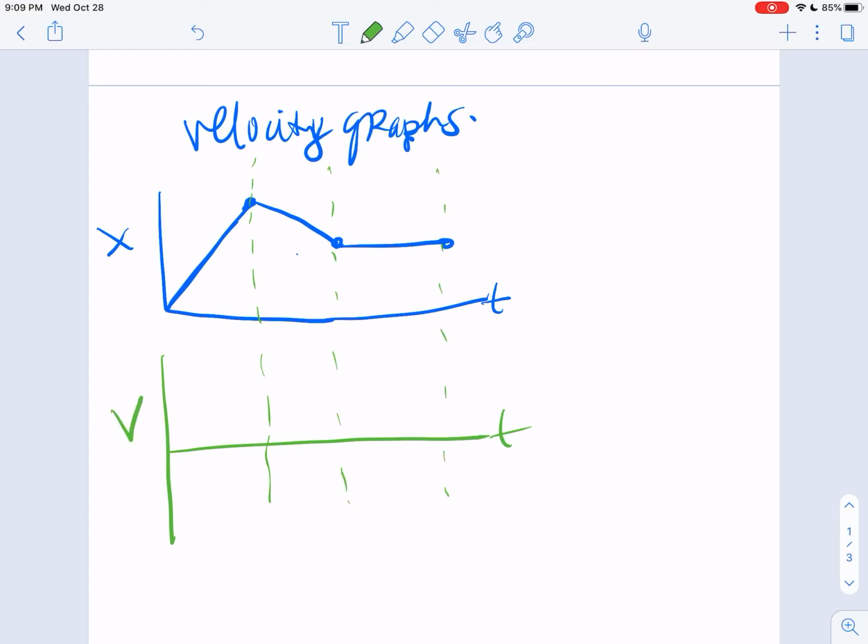In the first segment, this is a positive velocity, and it's relatively fast compared to the second one. So that would be a line up here somewhere. Say if this is 3 meters per second, then this would happen at 3 meters per second.